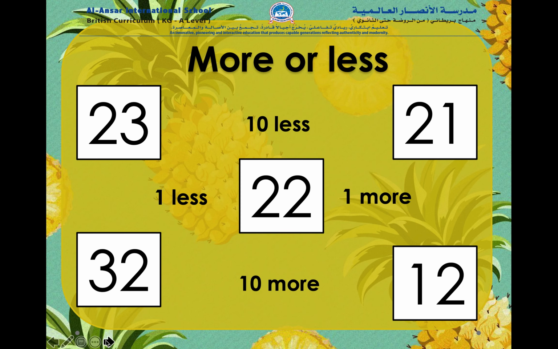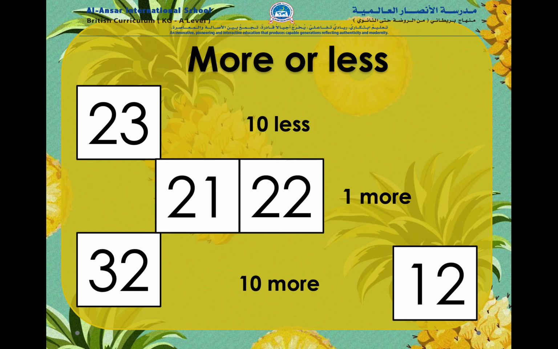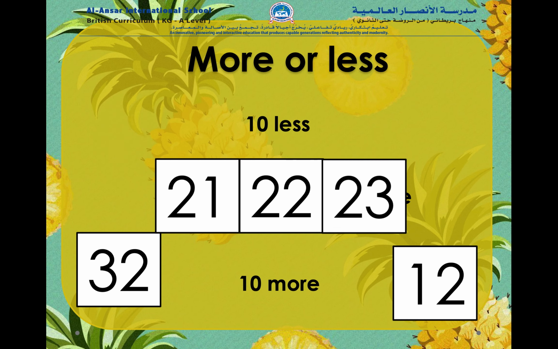Let's try it for the number 22. Can you find out what is 1 less than the number 22? If you've guessed that the number 21 is 1 less than the number 22, amazing! Now let's think of a number that is 1 more than the number 22. Yes, if you've guessed that the number 23 is 1 more than the number 22, amazing!